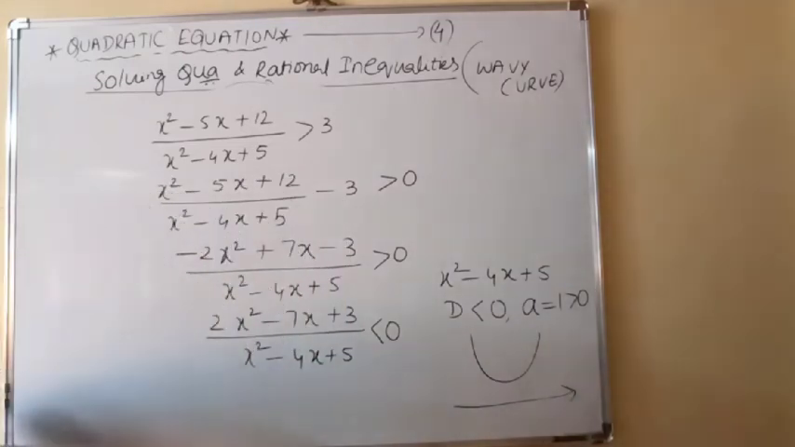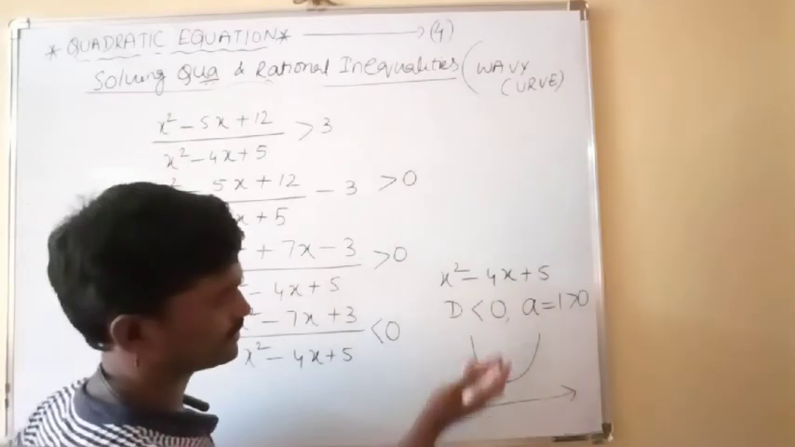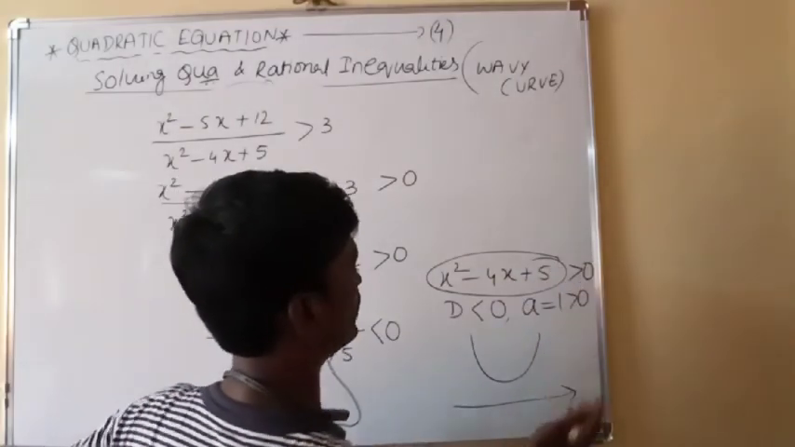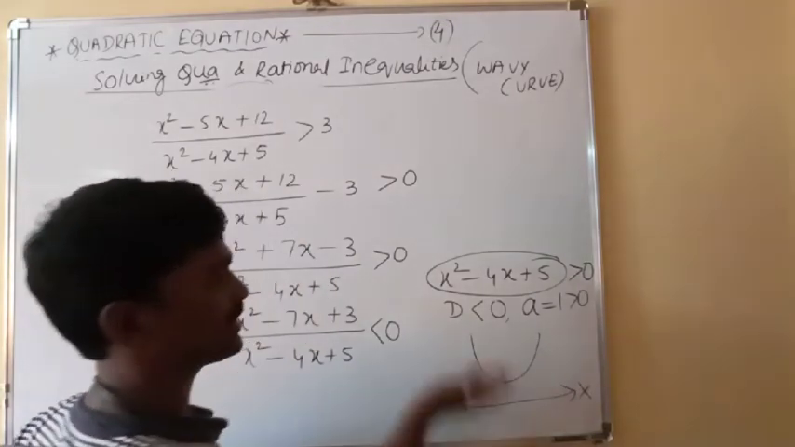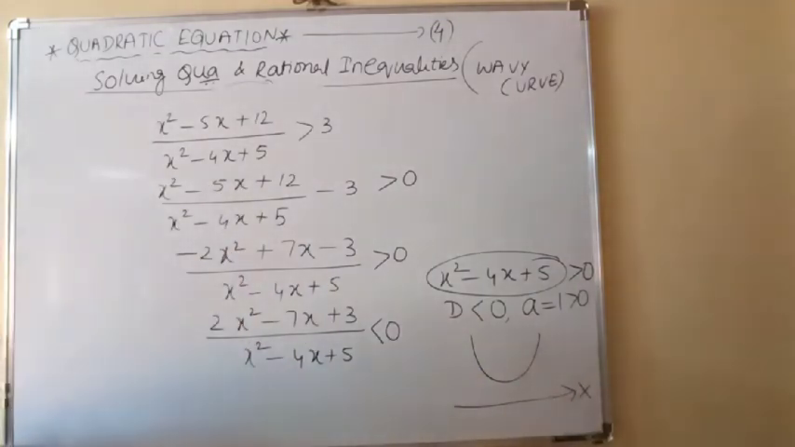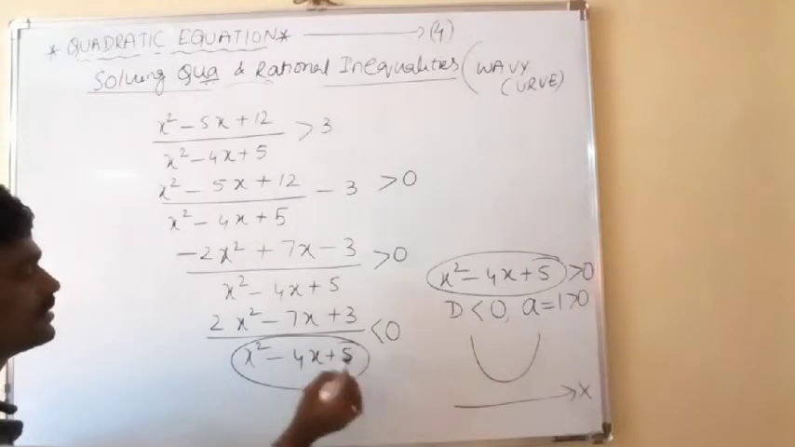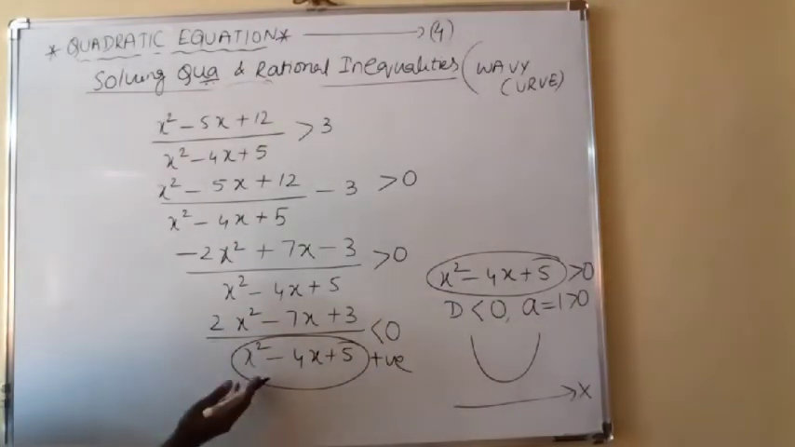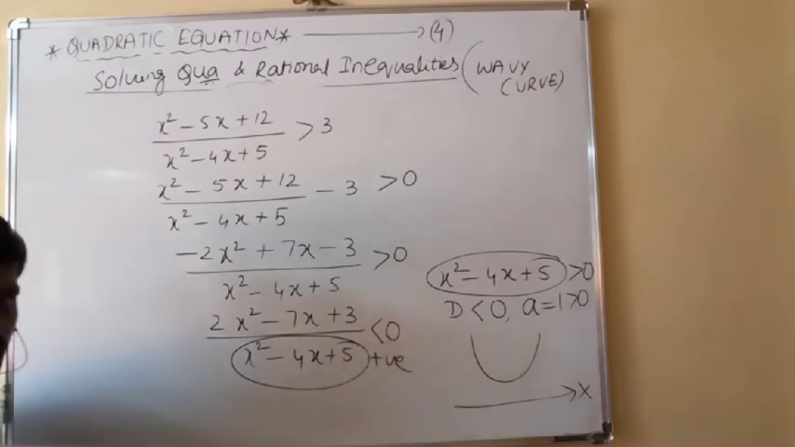Upward parabola having no real roots. That means the graph will be completely above the x-axis. That means the value of this function is always positive because it is always above the x-axis. So this is always positive. Then if it is always positive, if we cross multiply also, the inequality remains the same.